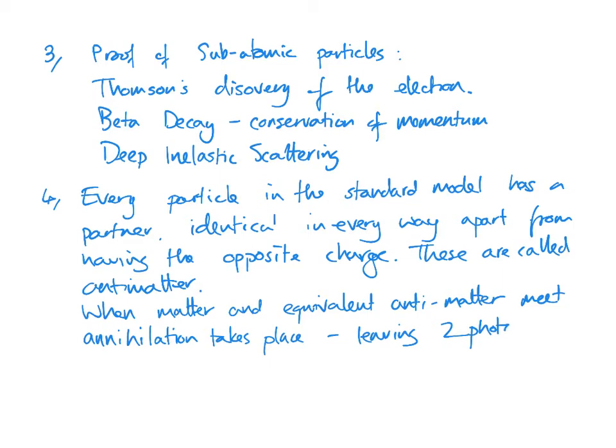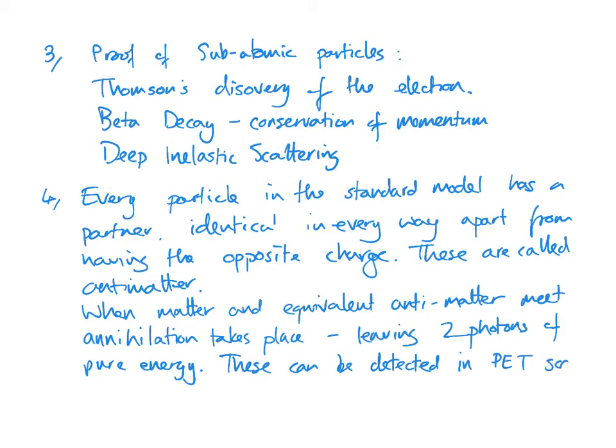Leaving 2 photons of pure energy. So the matter disappears, and what you end up with is 2 photons of pure energy. So these can be detected, first of all, as evidence for the existence of antimatter. But talking about an actual use, these can be detected in PET scans, which stands for positron emission tomography.